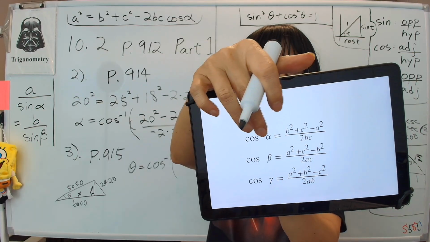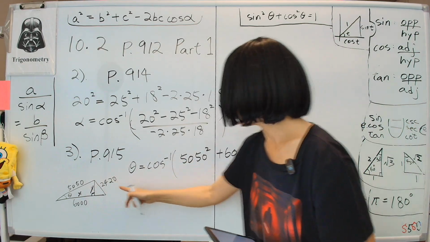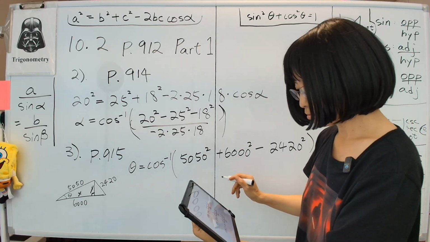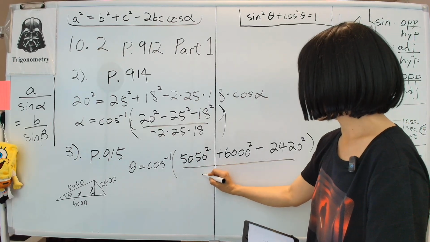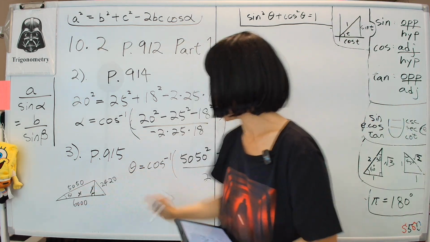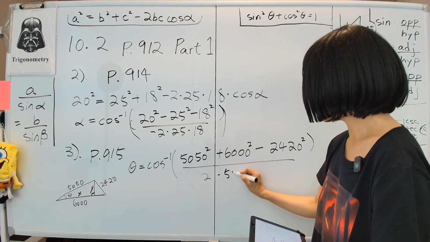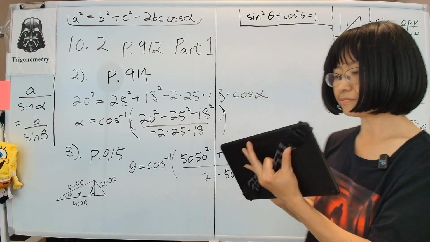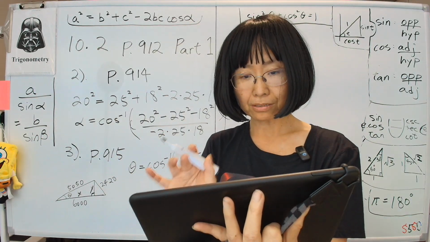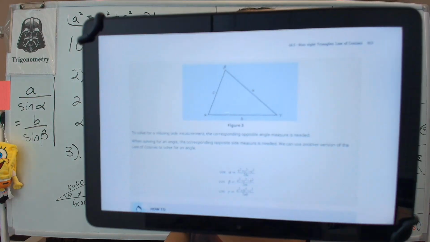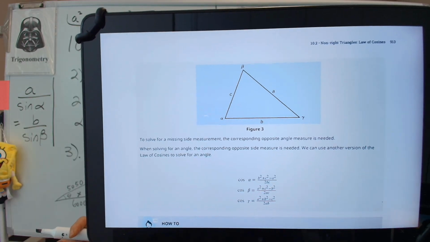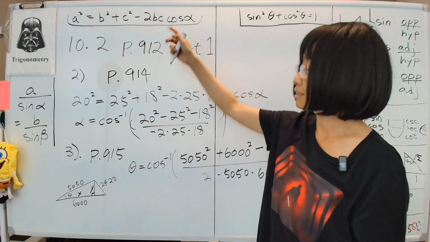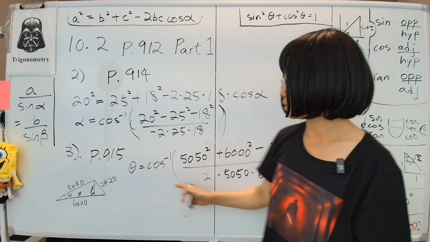Alpha faces A, so we're subtracting the square of the side it faces, which is 2420 squared. And then the whole thing will be divided by 2 times the two sides next to it, so 2 times 5050 times 6,000. I am following the formula on page 913, just a couple of pages before, where we mentioned this is the same thing as this one. I was basically drawing this one out, but let's not do that again. We'll just use the formulas that are already done.